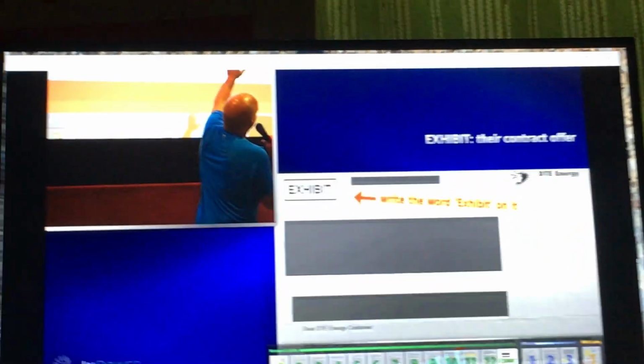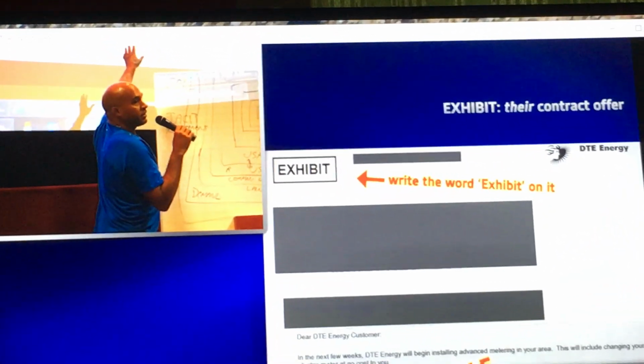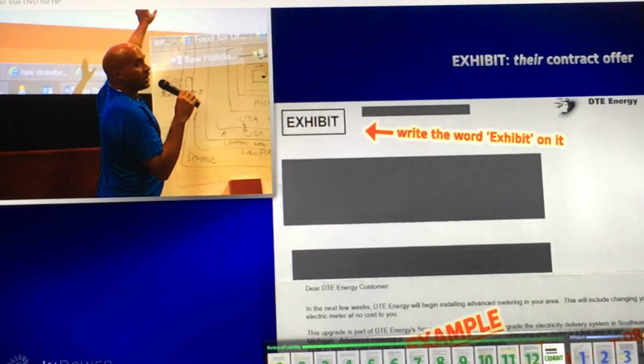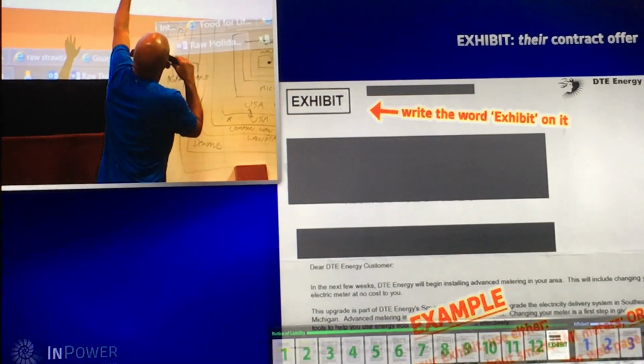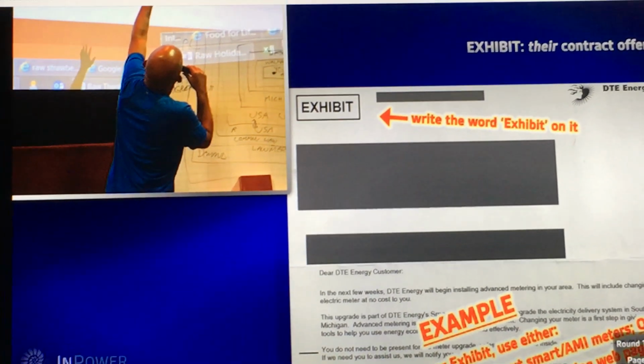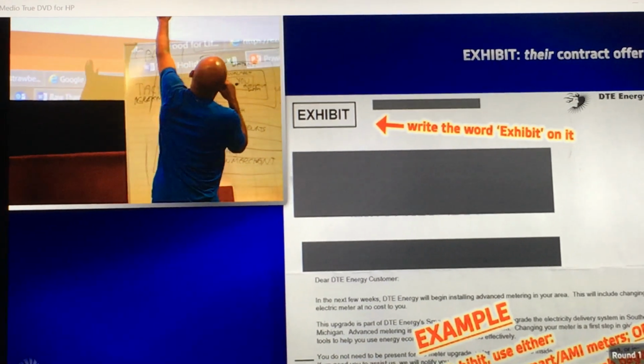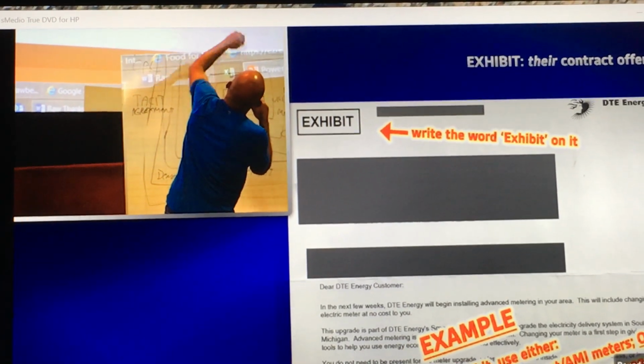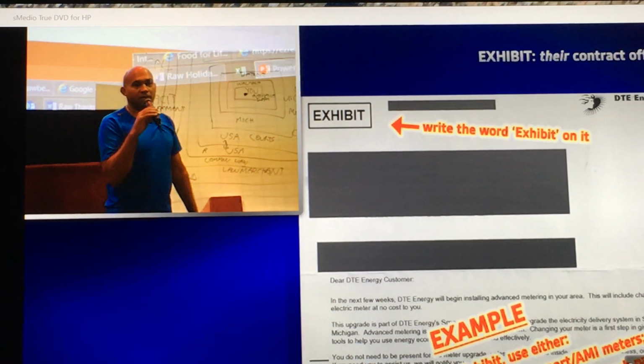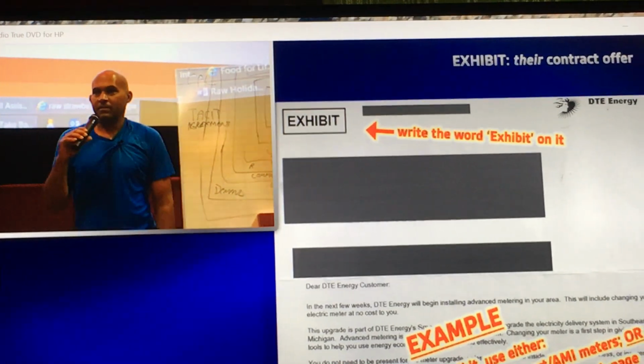So this is Exhibit A. Here is their offer, which most of you probably saw. In the next few weeks, DTE Energy will begin installing advanced metering in your area. That's the offer, right there.